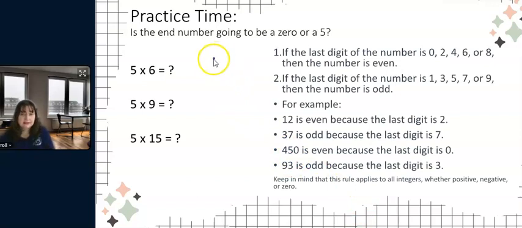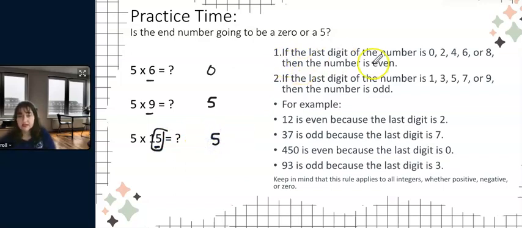So let's do a little practice. I'm not asking you to multiply 5 times 6 or 5 times 9. I'm asking you, is it a 0 or a 5 that it ends in? Pause the video and see if you can answer all 3 of these. So let's take a look. 6 is even, so it's going to end in a 0. 9 is odd, it's going to end in a 5. 15, we're going to look at this number right here, is a 5. 5 is an odd number, it's going to end in 5.